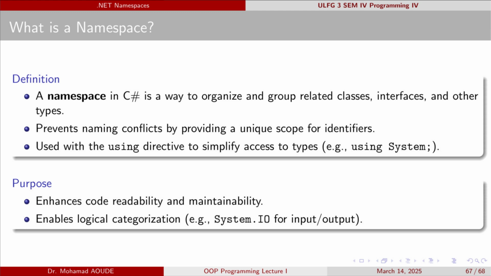Now let's shift to another key concept, namespaces. Namespaces organize related classes, interfaces, and types together. They prevent naming conflicts and make code more maintainable and readable. Using directives like using System make code cleaner and more efficient.